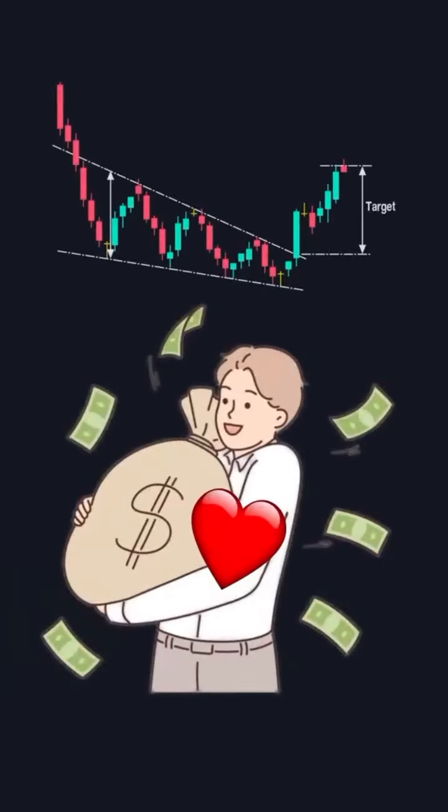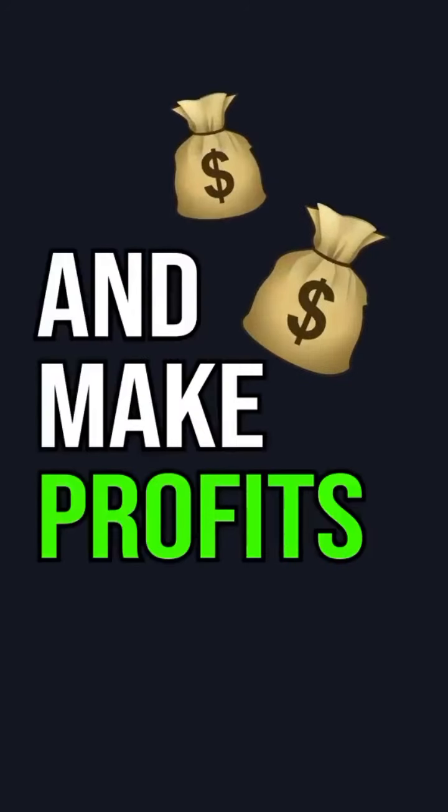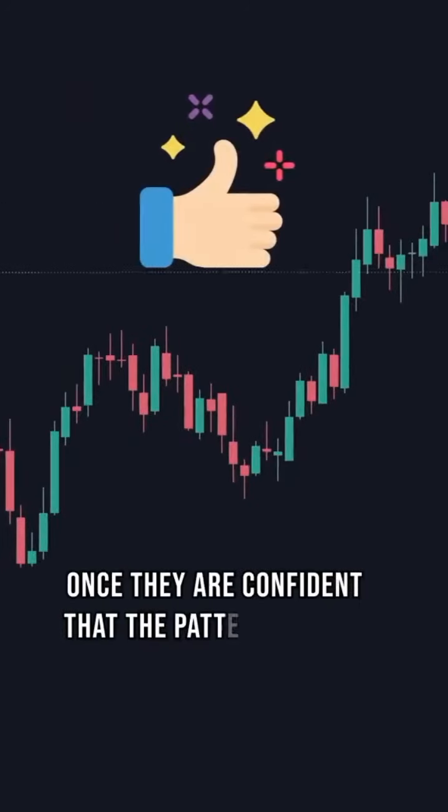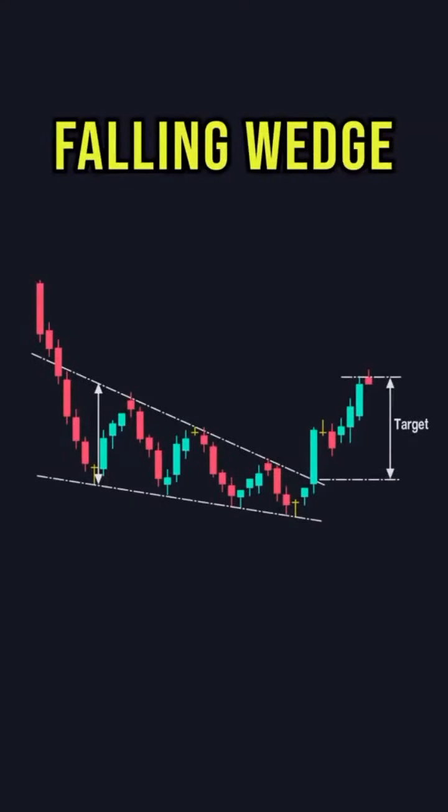Traders love the falling wedge pattern because it helps them identify a bull market and make profits. Once they're confident that the pattern is legit, they close out some or all of their short sell positions and start a buy position. Now here's how you can identify the falling wedge pattern.